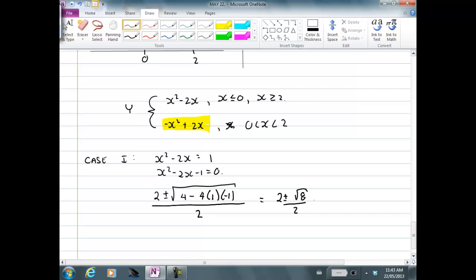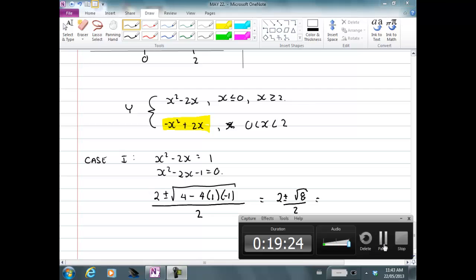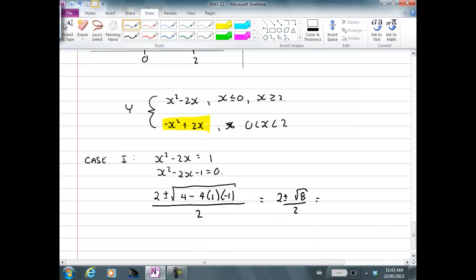But I want my answer in decimal because it's easier to work in decimal. Take a minute. Okay. 2.4? What if I give you, what's the other one? 2 minus root 8 divided by 2. Negative 0.4.